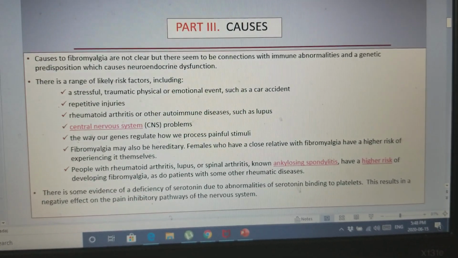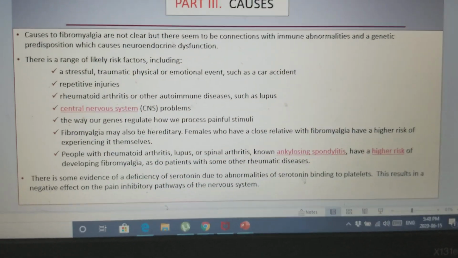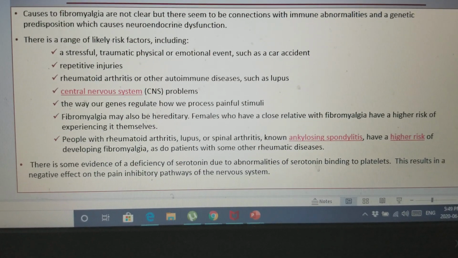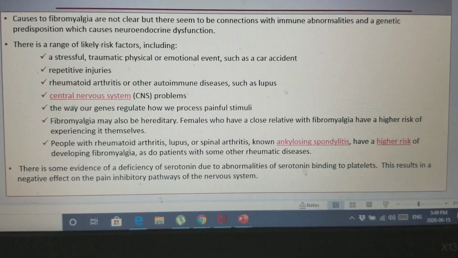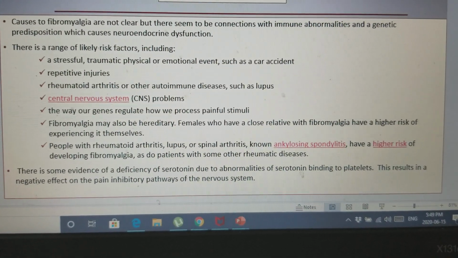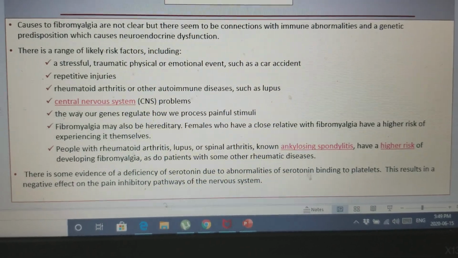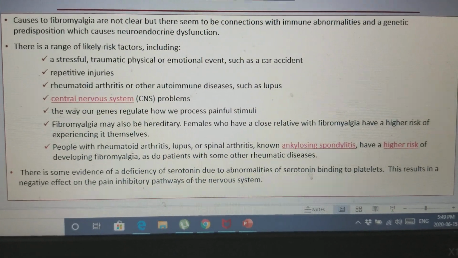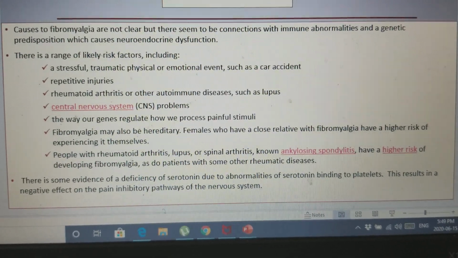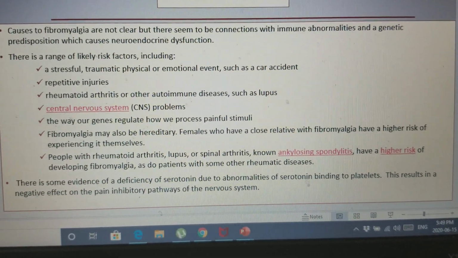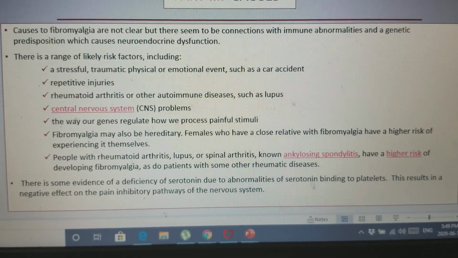Now we're gonna move on to causes of fibromyalgia. There are some causes that I have listed here, and you can just check on this. There are other causes that may be associated with this condition as well. Okay, so these are just a few that I have mentioned here.